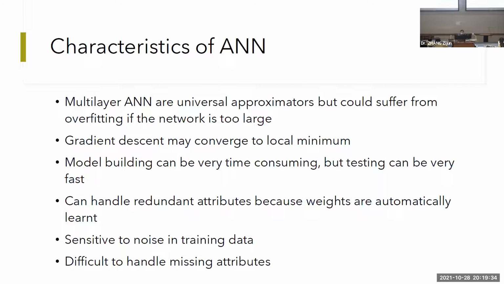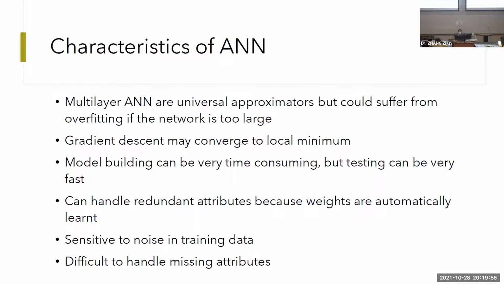So, some characteristics of artificial neural networks. First, multi-layer neural networks are universal approximators. That means ideally, someone claimed that a neural network can approximate any type of function.